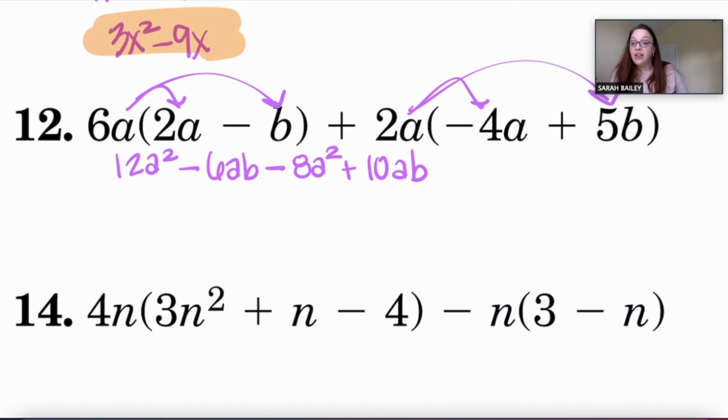And now I'm going to combine my like terms. So the 12a squared minus 8a squared makes 4a squared. Negative 6ab plus 10ab is positive 4ab. So plus 4ab.